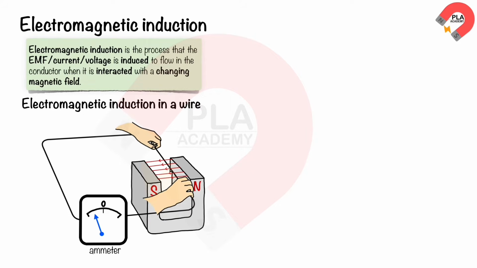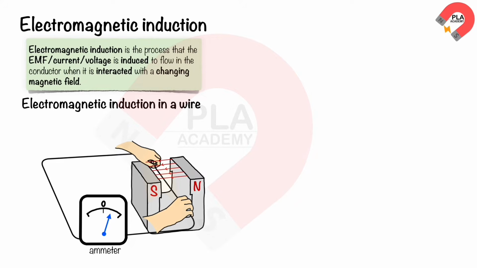The needle of the ammeter deflects to the left and then returns to zero. This is because the induced current becomes zero when the wire stops. When a wire moves downward through the magnetic field and stops, the needle of the ammeter deflects to the right and then returns to zero. Exchanging the poles of the magnet changes the direction of the magnetic field.